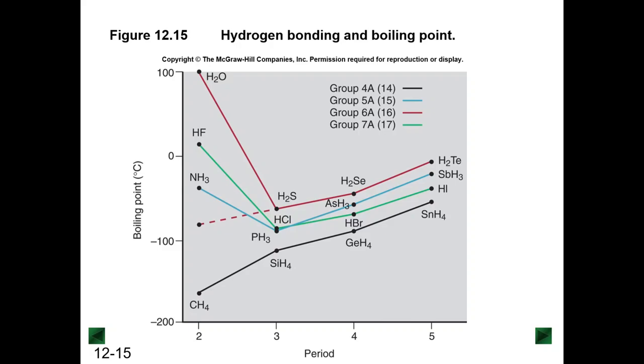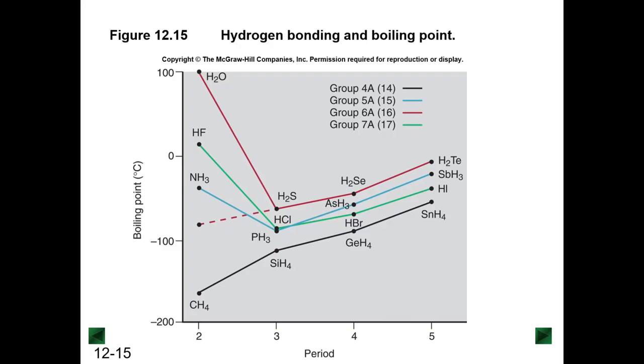Well, the atoms are getting bigger. It turns out their dispersion forces are increasing. But if we look at this system, you can see water is way high on the boiling point scale. There's a kink there. That tells us that there's some other force, some unique force that occurs with water that doesn't occur with H2S, H2Se, or H2Te. And we see the same thing with the green line.